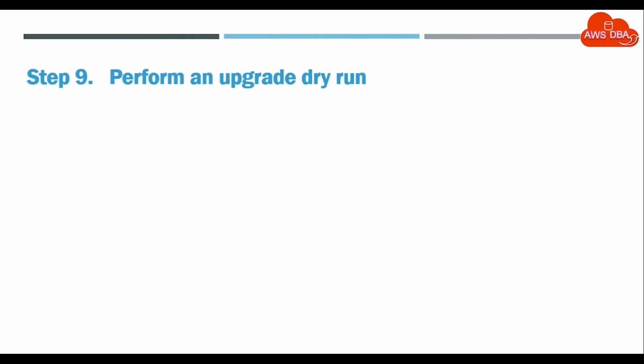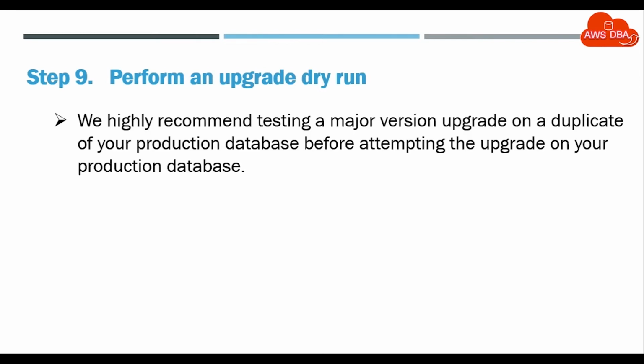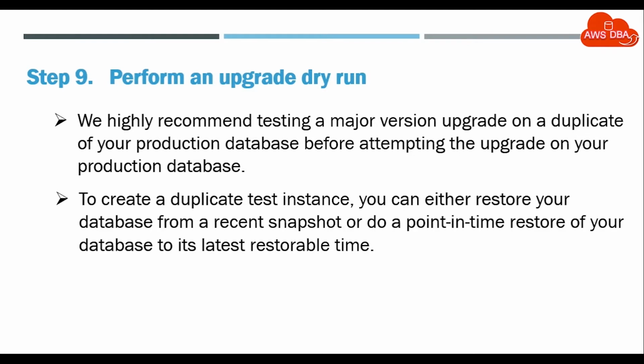Step 9. Perform an upgrade dry run. We highly recommend testing a major version upgrade on a duplicate of your production database before attempting the upgrade on your production database. To create a duplicate test instance, you can either restore your database from a recent snapshot or do a point in time restore of your database to its latest restorable time.